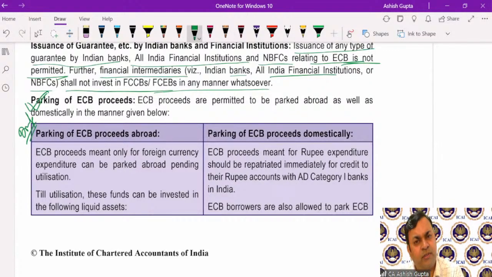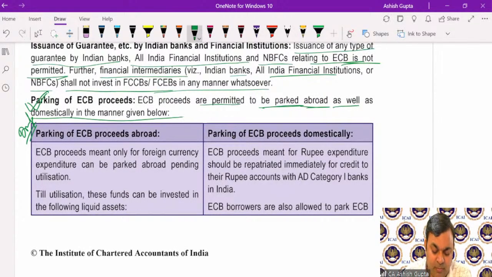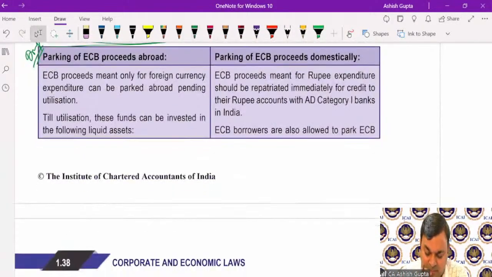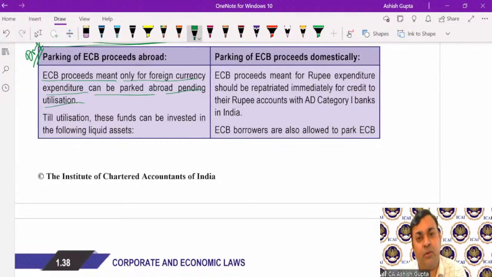Parking of ECB proceeds, where you are going to use them. ECB proceeds are permitted to be parked abroad as well as domestically in the manner given below. Parking of ECB proceeds abroad, and parking of ECB proceeds domestically. ECB proceeds meant only for foreign currency expenditure can be parked abroad pending utilization. ECB proceeds meant for rupee expenditure should be repatriated immediately for credit to their rupee account with an authorized dealer category 1 bank in India.